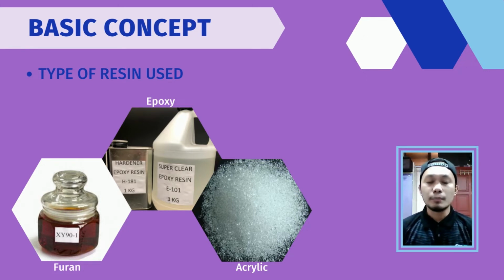Today I will talk about the basic concept of polymer concrete. Commonly used types of resin in polymer concrete are epoxy resin, furan resin, and acrylic. These types of resin will give different outcomes. Other than that, binder content, aggregate, segregation, curing condition, and so on will affect the polymer concrete.